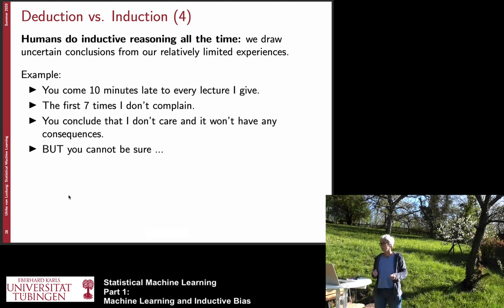Here's one more example. You come late every single lecture 10 minutes. So I started the lecture and after 10 minutes you enter the room. For the first couple of lectures I don't really complain. So you conclude, well, she maybe doesn't really care whether I'm late or not. But you cannot be sure. Maybe at lecture 10 I really get annoyed and then there's something happening that you didn't expect. So here is a situation of uncertainty in your reasoning. So we cannot be sure about the conclusions that we make.